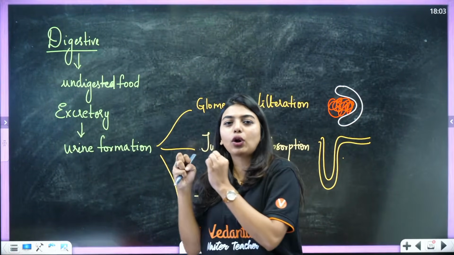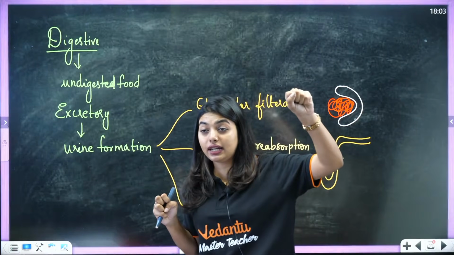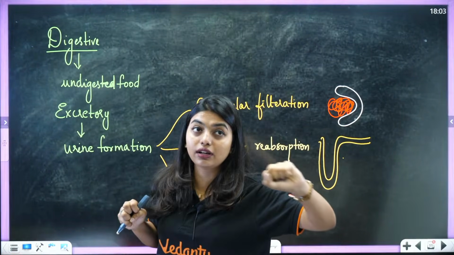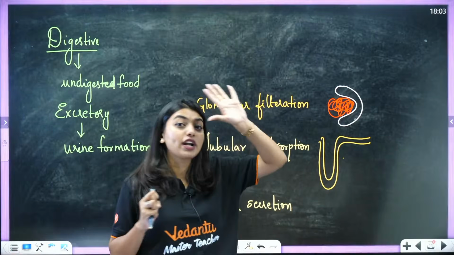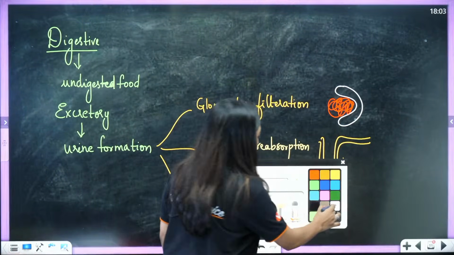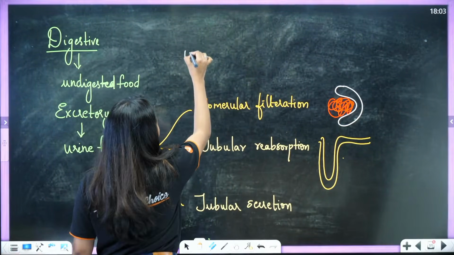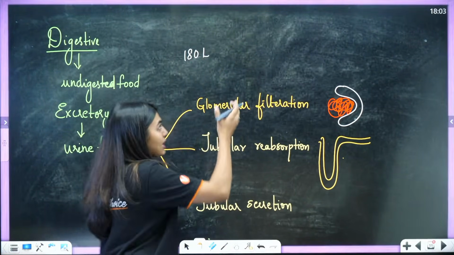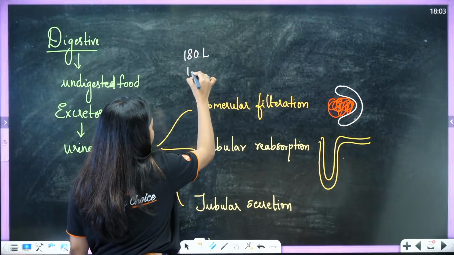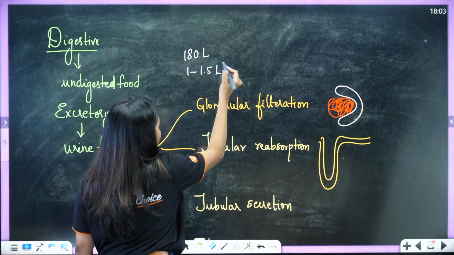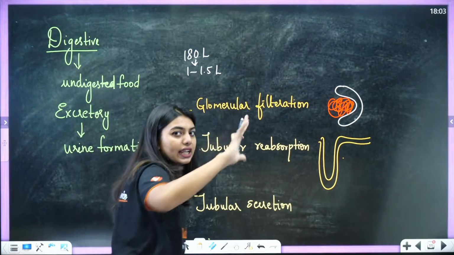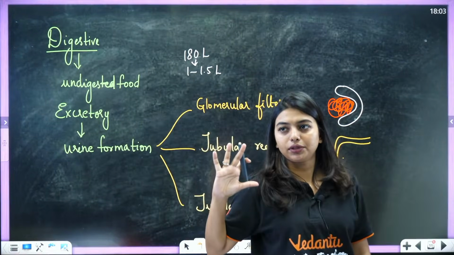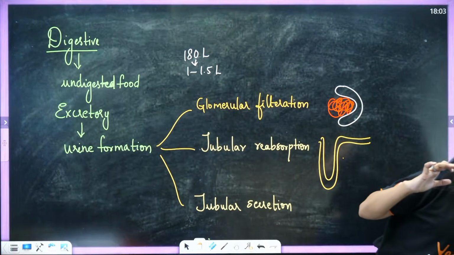Because your glomerular filtrate, when it comes out, around 180 liters come out, but actual urine is only 1 to 1.5. So the rest fully will be reabsorbed. Got it, all of you?